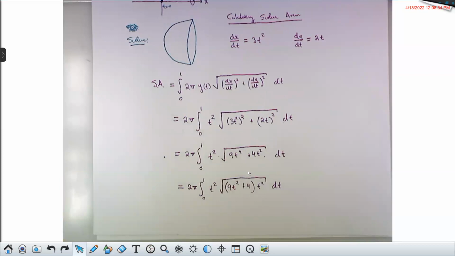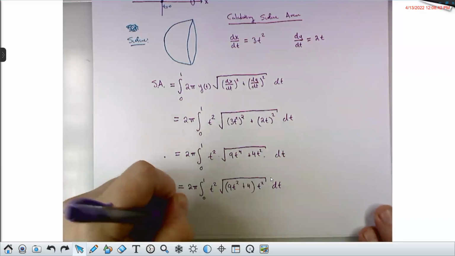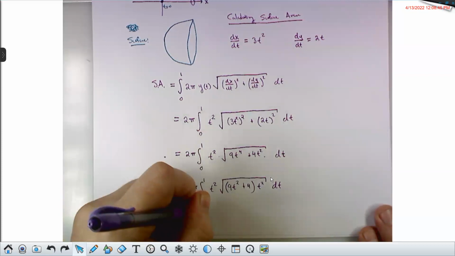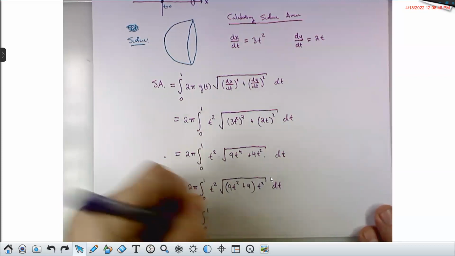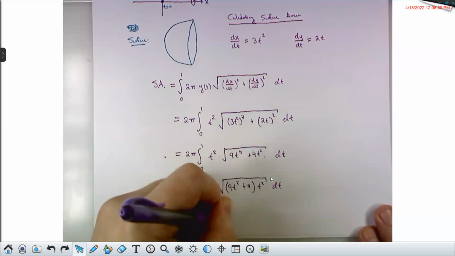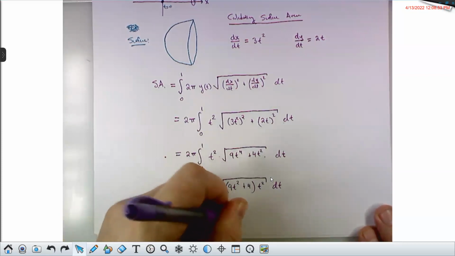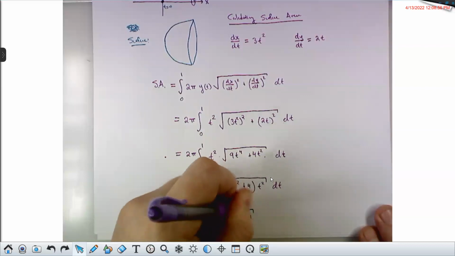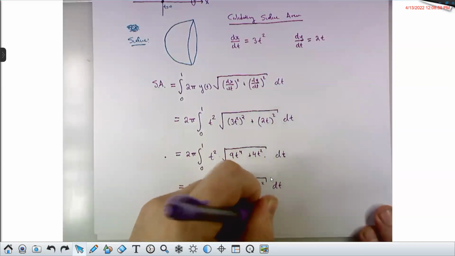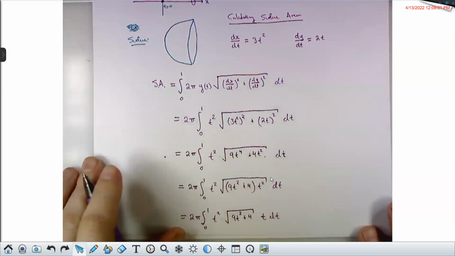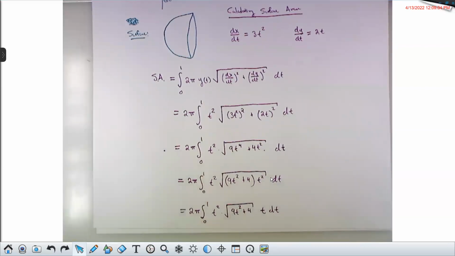And now that this t squared is multiplying this, now that I've factored it out, I can take the square root of him separately. He can pop out of that square root. So this is 2 pi times the integral from 0 to 1 of t squared times the square root of 9t squared plus 4. And now outside the square root, I have this t dt. And it's true, you could multiply this t squared and this t together, but I'm writing it like this to help us see something we can do.